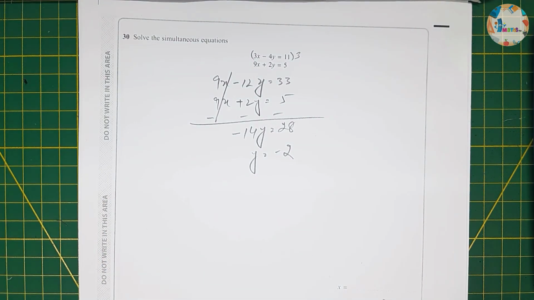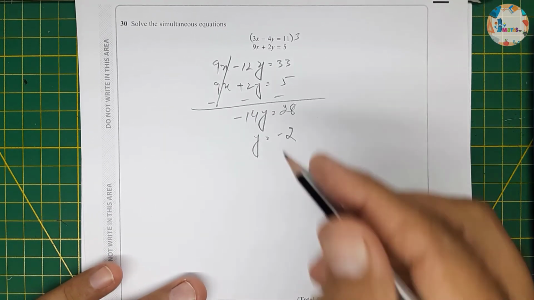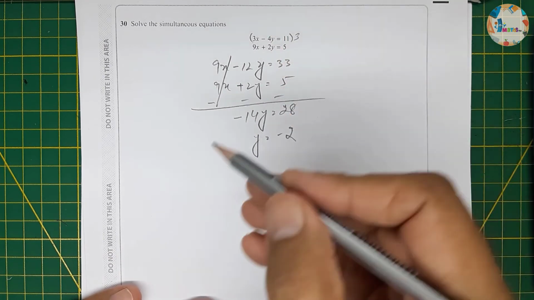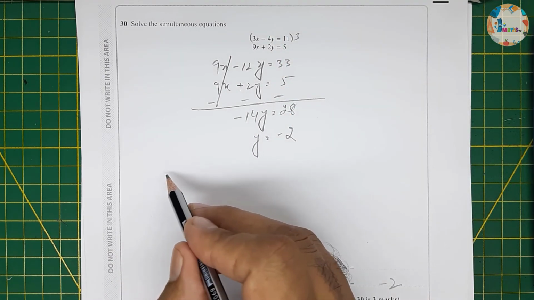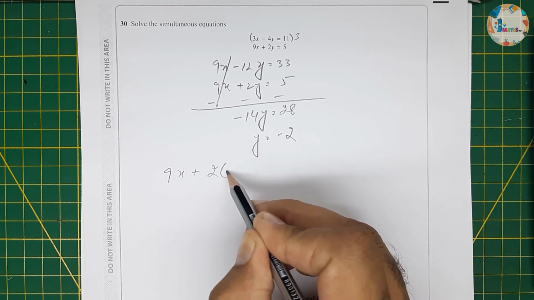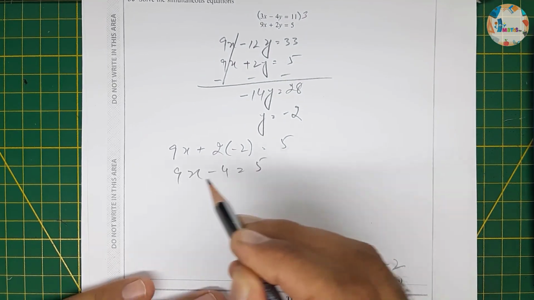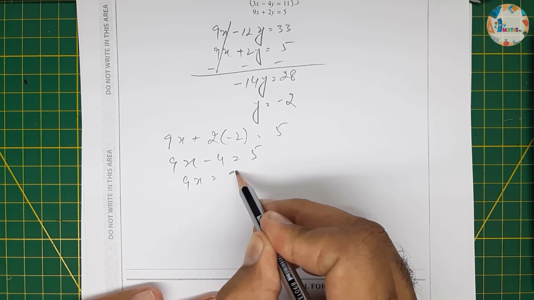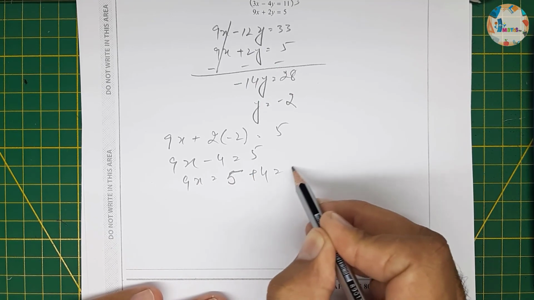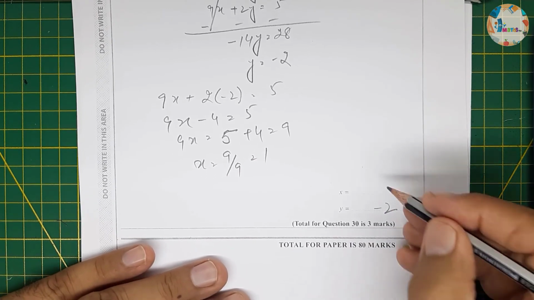So the y value is minus 2. We can mention the y value in the proper place provided, so we have written minus 2. Now the remaining is the x value. We can substitute this value of y in either of the two equations. So I will substitute in the second equation: 9x plus 2 into minus 2 is equal to 5. So 9x minus 4 is equal to 5, so 9x is equal to 5 plus 4, which is 9. So x will be equal to 9 over 9, which is 1. So x will be 1.